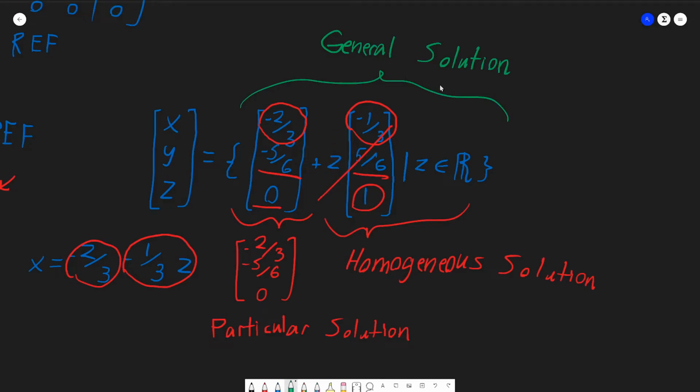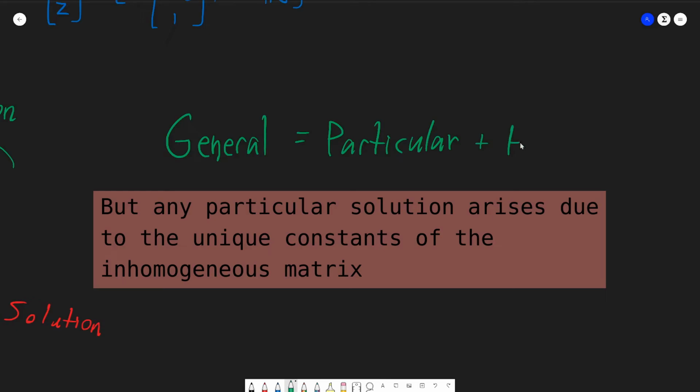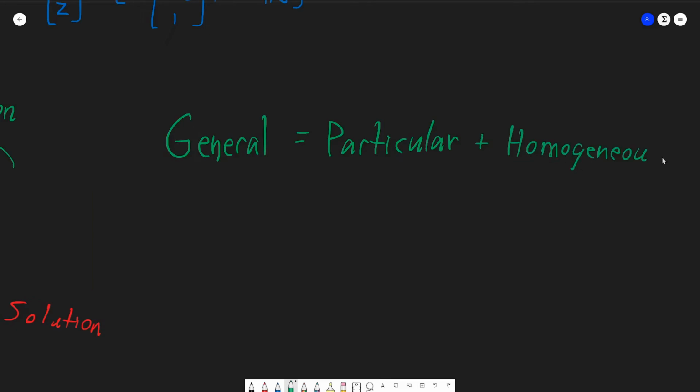And so the general solution for any inhomogeneous system based on the constants that we had in that far right column is equal to a particular solution plus the homogeneous solution, which is the solution to the associated homogeneous system. And so we say in general when solving a matrix that the general solution is equal to a particular solution, any particular solution, doesn't have to be when z is equal to 0, plus the homogeneous solution. That's the solution to the associated homogeneous matrix, the main idea of this video.